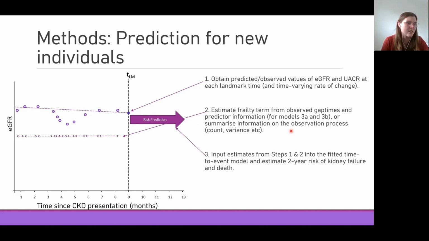We then estimate the frailty term, or we sort of count the number of observations. So that's this information here and the stuff I was going through on the last slide. We sort of collect that information on the observation process. Once we've gathered those 2 pieces of information, we put them into our fitted time to event model. So in the actual prediction model for kidney failure and for death, we slot those 2 bits of information into that, and then we can actually predict, okay, well, what is the risk of kidney failure and death within the next 2 years?